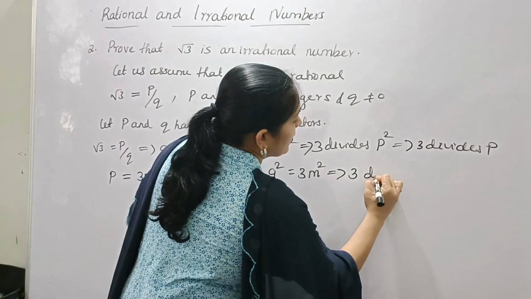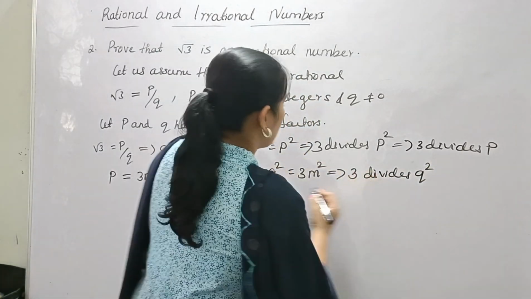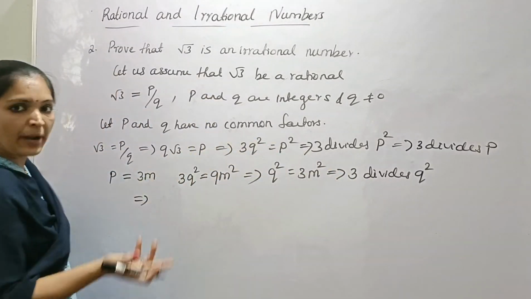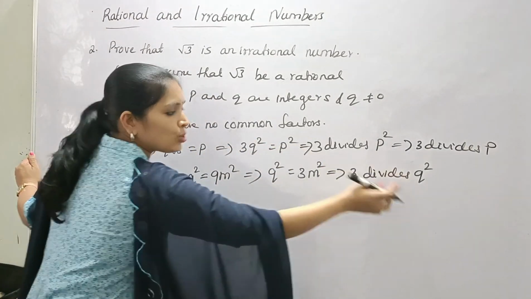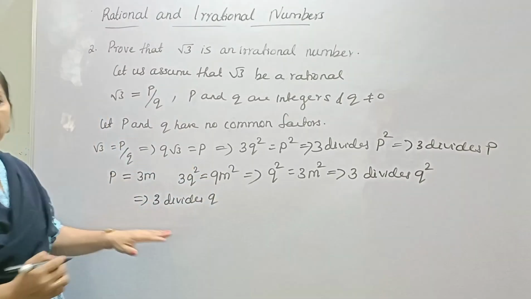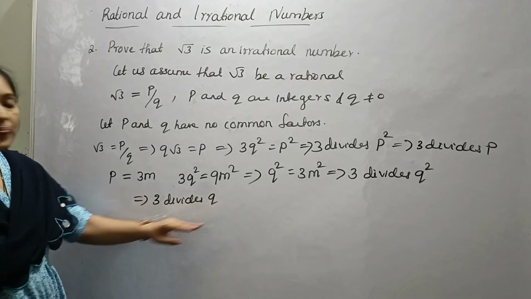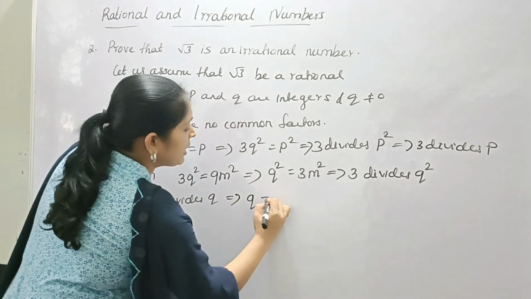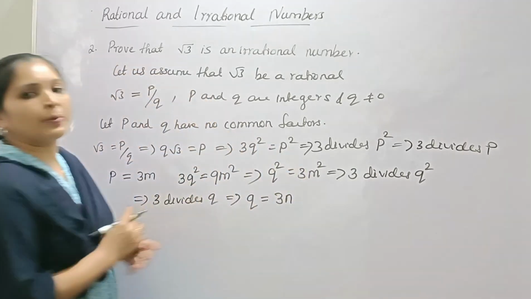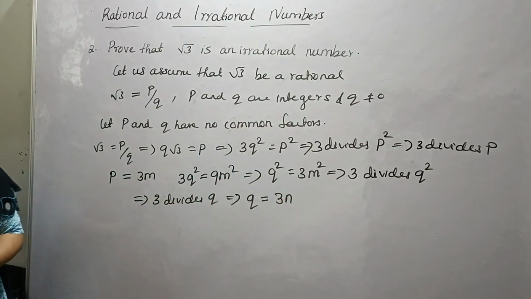By the theorem, we can say if 3 divides q square, and 3 is a prime number, then 3 divides q, right? 3 divides q means 3 is a factor of q. That implies q can be written as 3 into any positive integer, let it be n. So q is equal to 3n.